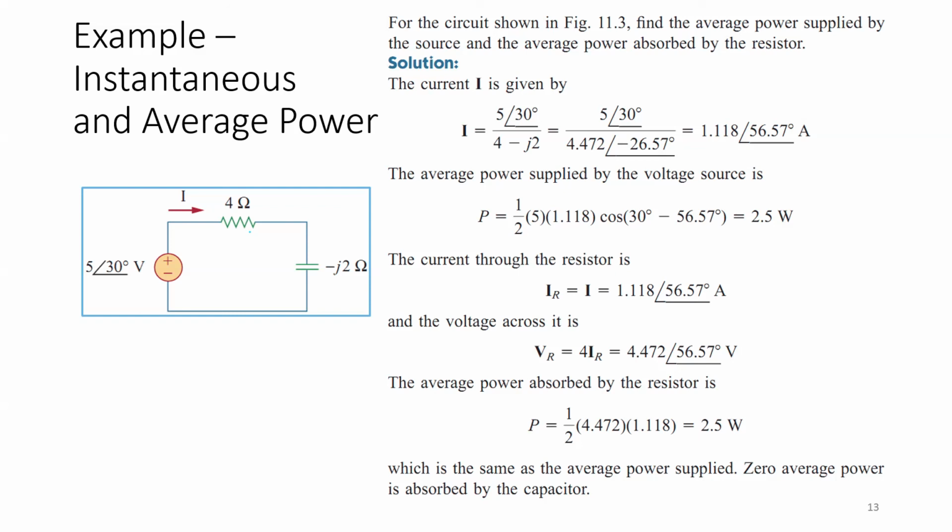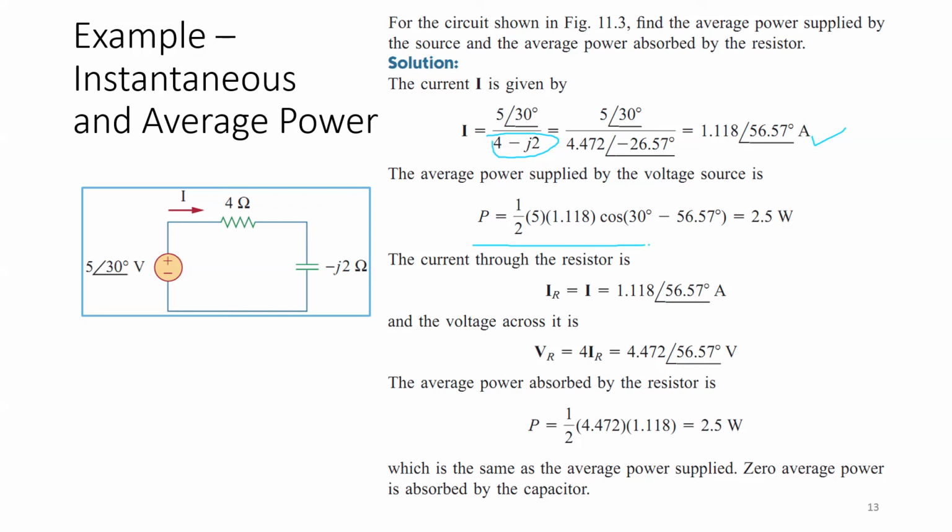Similarly, another example: the circuit shown in figure 11.3, this one. Find the average power supplied by the source and the average power absorbed by the resistor. The current I is given by this one. Here we are given the voltage source, and we are given the impedance, which will be 4 minus j2. In order to find the current, divide voltage by this impedance. So this is the resulting current in this circuit.